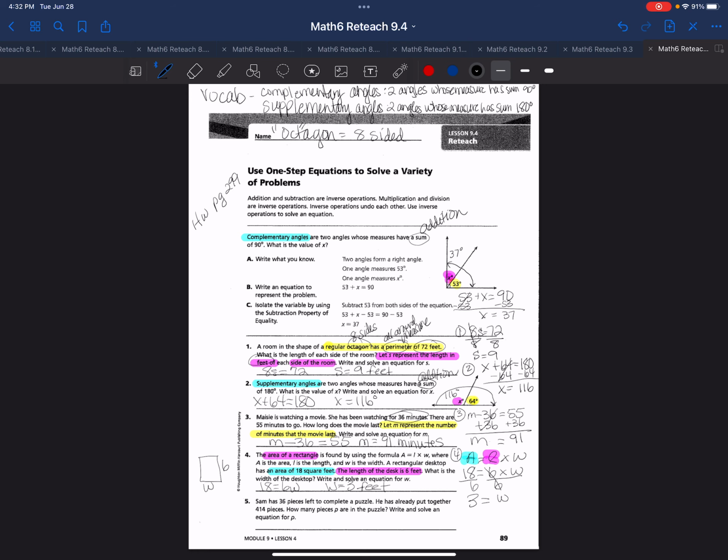And the last problem, question 5. Sam has 36 pieces left to complete a puzzle. He has already put together 414 pieces. How many pieces P are in the puzzle? That's what I'm finding out, the total. So I would do P minus 36 equals 414. We want to do the details here and write down the problem and work down. This is a subtraction problem, so we need to add 36 to both sides. And we get P equals 450. So how many pieces did the puzzle have in the beginning? 450 pieces. So this is our lesson for Module 9, Lesson 4, Grade 6.